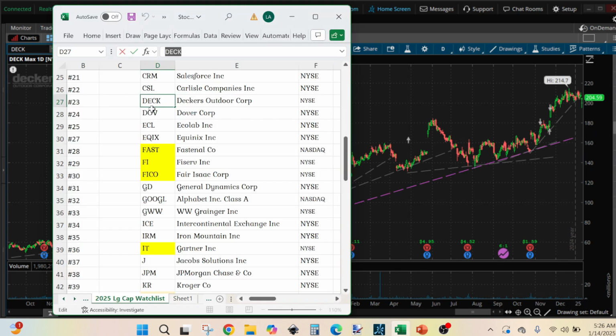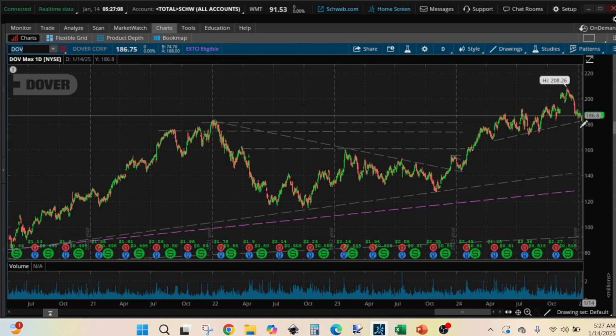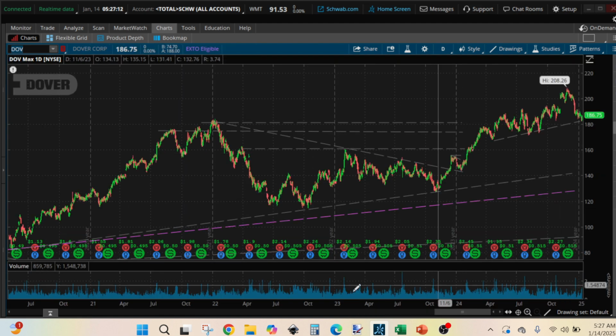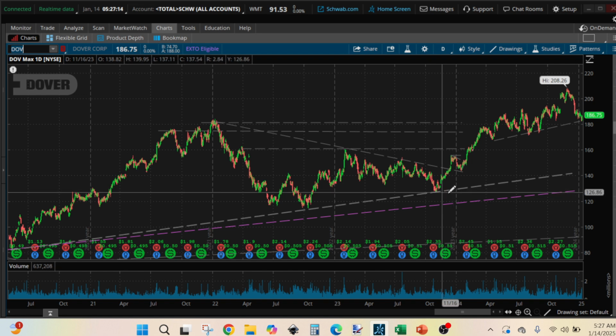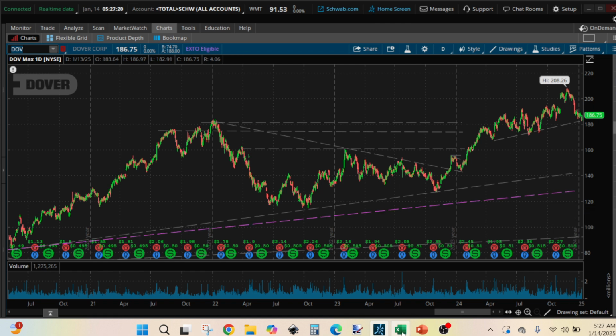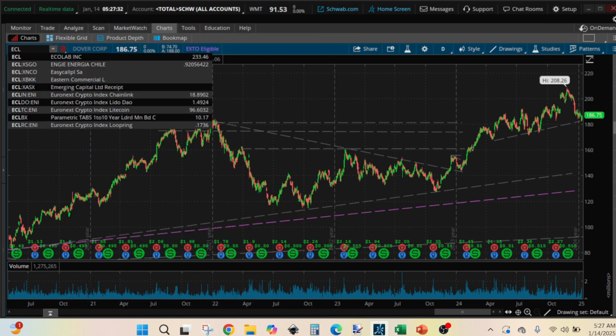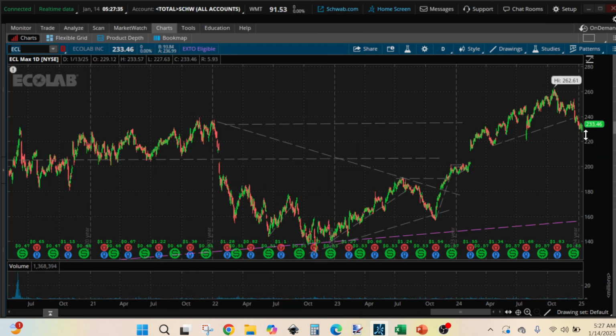DOVE. Okay, it is at this trend line, far from where we like to buy. You can see that it touched base more with this trend line, but this trend line is just not too far from this one. So we prefer to wait on the lower one, but that area will just be a zone. ECL. So ECL is far from where we like to buy. Seems to be going down though.